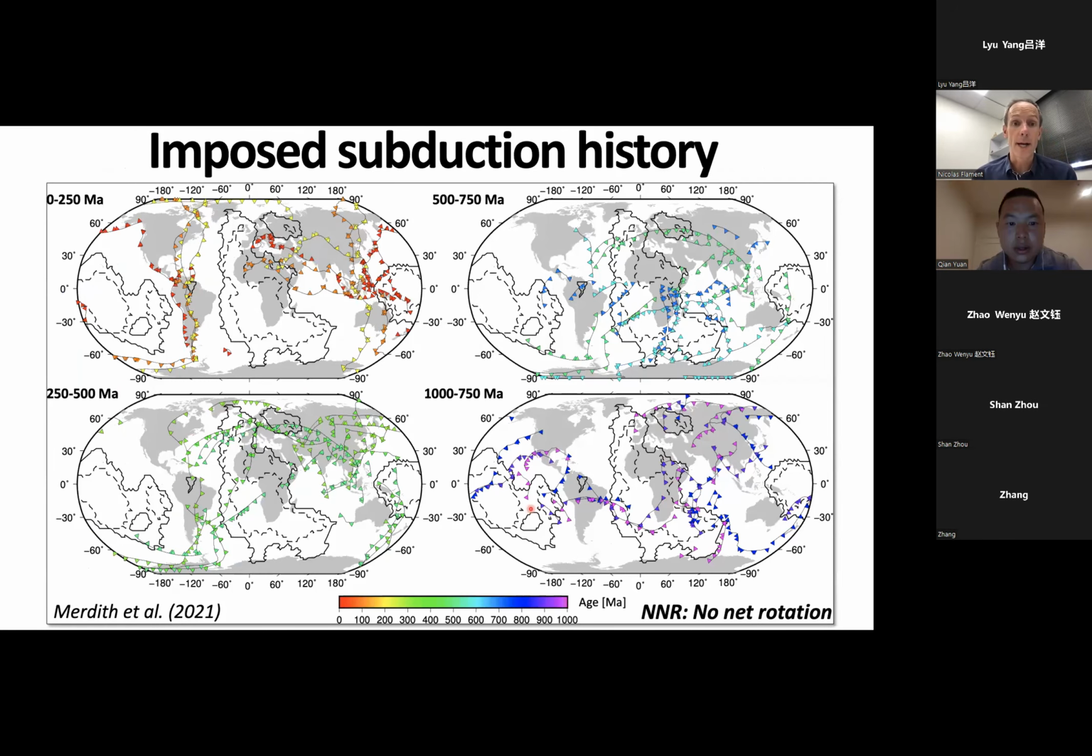Another important aspect is the subduction history we impose into these models. I used the first tectonic reconstruction extending back to 1 billion years, and that was the tectonic reconstruction of Andrew Meredith and others. And we modified it, and I will come back to this in the talk, to remove what is known as the net rotation of the lithosphere.